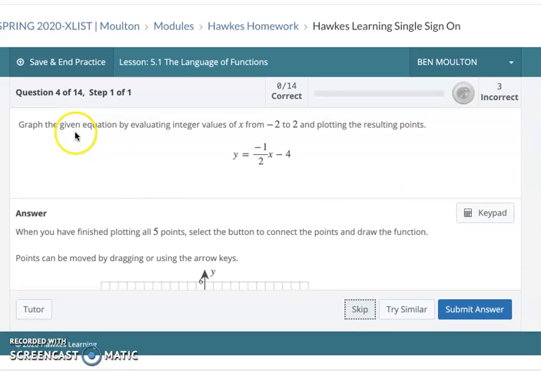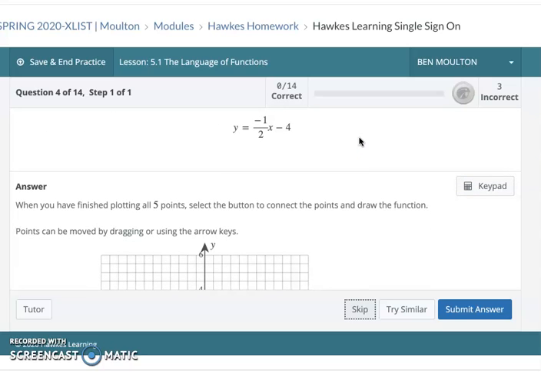Graph the given equation by evaluating integer values of x from -2 to 2 and then plot the resulting points. Answer: when you have finished plotting all 5 points, select a button to connect the points and draw the function. Points can be moved by dragging or using the arrow keys. Well, this is interesting. Give me a second. Let me see if I can play with this.